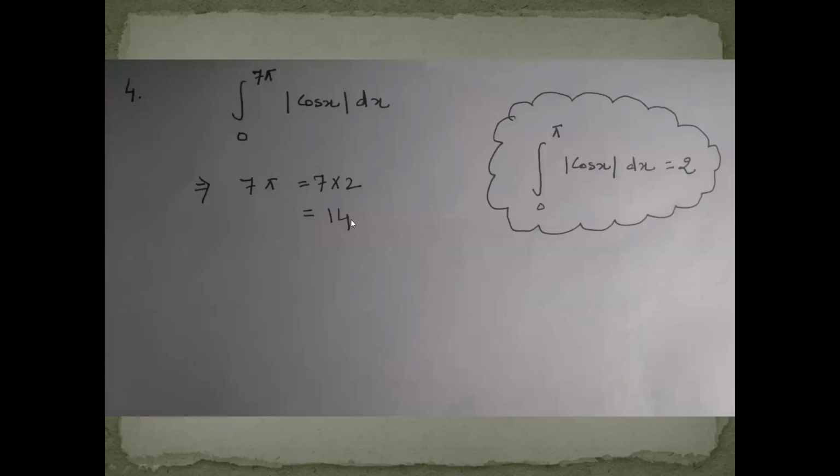So my dear friends, our next question, question number 4, is what is the integration from 0 to 7 pi of modulus of cos of x dx? Because the integral from 0 to pi of modulus of cos of x dx is equal to 2, as seen in the previous page in question number 2. So here from 0 to 7 pi, just put pi as 2, the result is 7 into 2, that is 14.